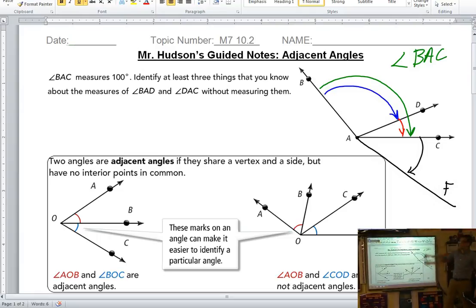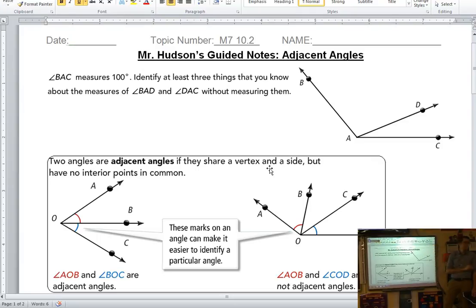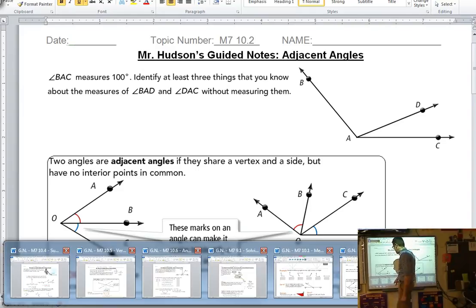Other questions? 10-2. Going once. Going twice. Moving on to 10-3. So flip to the last page of that packet.